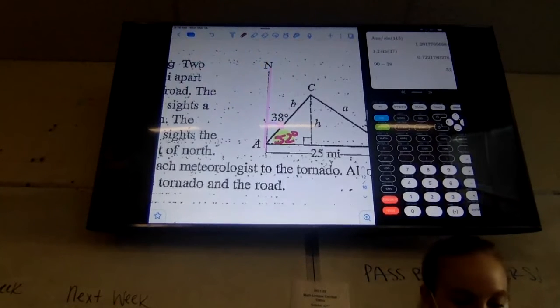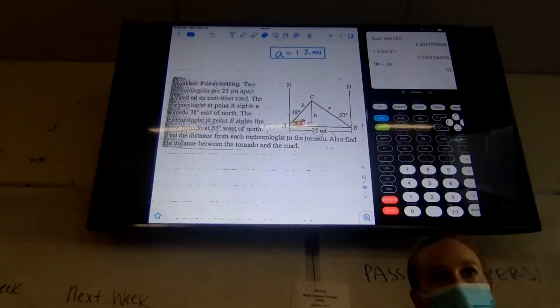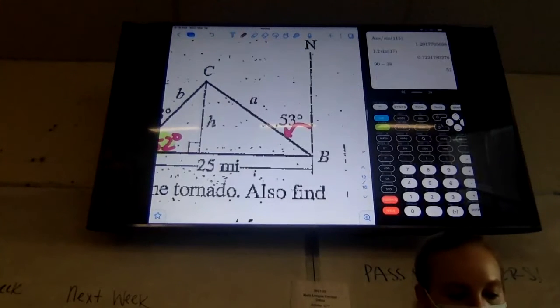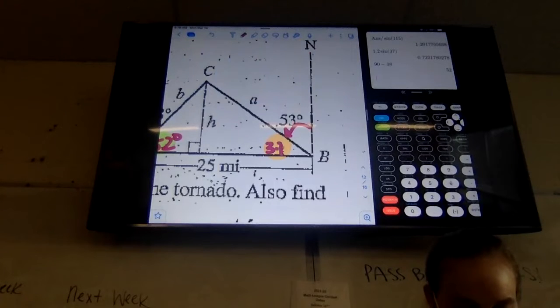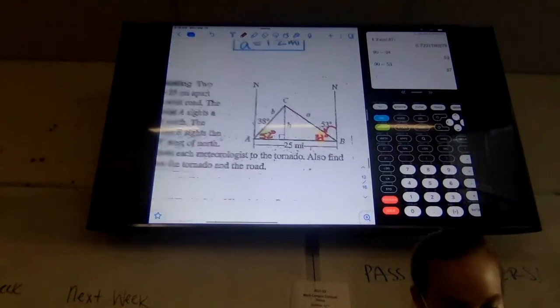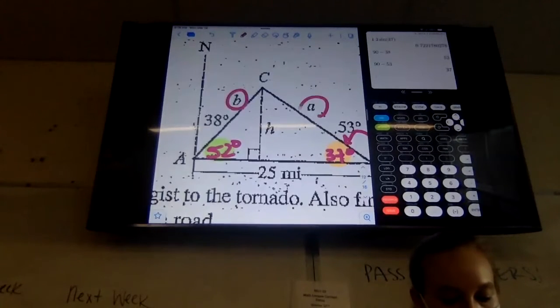Okay. Similarly, the meteorologist at point B sights the same tornado at 53 degrees west of north. So again, that 53 is not inside my triangle. That 53 is out here. So what's going to be the rest of that angle? 90 minus 53, which is going to be 37. Okay. Now it says find the distance from each meteorologist to the tornado and find the distance between the tornado and the road. That means we need to find B and A and H.